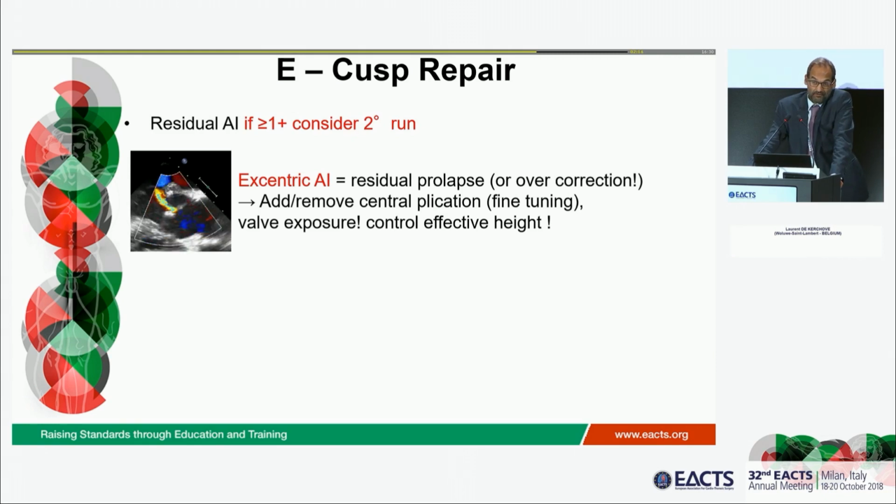Now, probably each of us has had residual AI after a valve sparing procedure, and you have to consider a second run if the AI is greater than 1+. If you have an eccentric AI, it's probably because you have a residual prolapse or an overcorrection of a prolapse. Add or remove a central plication. This is just fine-tuning of the valve repair. So valve exposure is very important, and don't hesitate to control again with a caliper your effective height.